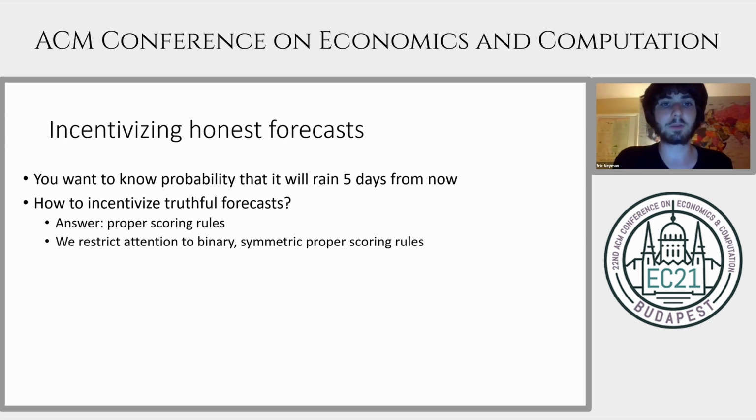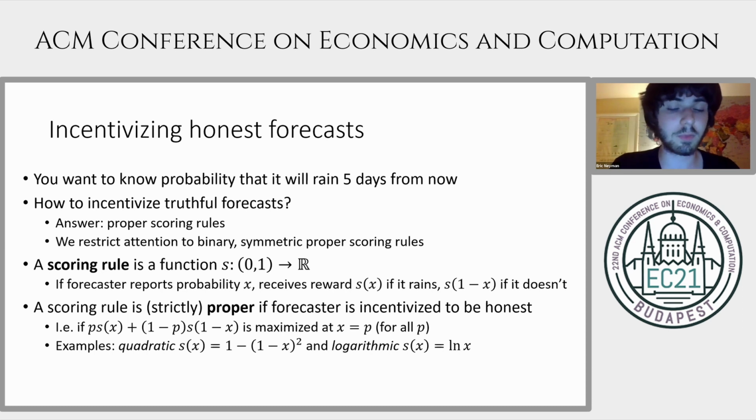So let's think about this from the perspective of someone who wants to elicit a forecast. Let's say that you want to know the probability that it will rain 5 days from now. The way that you incentivize a forecaster to give you a truthful forecast is by using a proper scoring rule. And for our purposes, a scoring rule is a function S where a forecaster receives reward S of the probability that they assign to the event that eventually happens. So to unpack that a bit, if a forecaster reports a probability X of rain, then they will receive reward S of X if it rains and S of 1 minus X if it doesn't. And a scoring rule is called proper if a forecaster maximizes their expected reward by reporting their probability honestly.